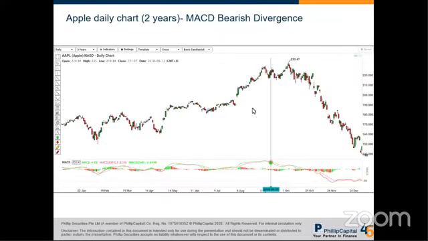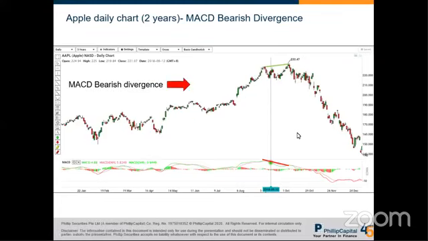So you go to the Apple chart again. So first thing you can see, price forms a high, subsequently does some correction, then forms a new high. But you can see the MACD actually starts to become lower already. So you can see price becomes higher, MACD becomes lower. So this one is a MACD bearish divergence.